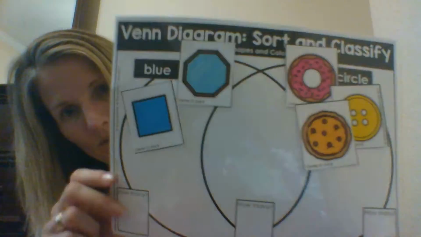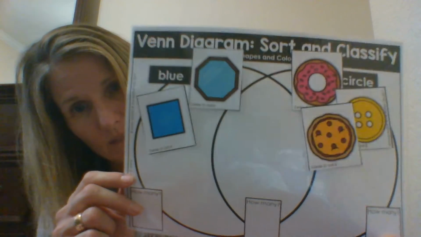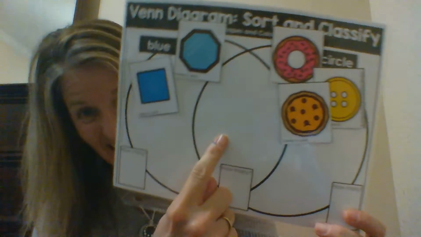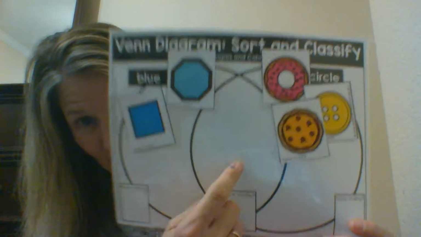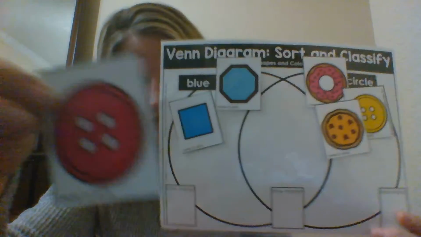All right, so far, what do we have more of? Good, circle shaped. Do we have any that are circle and blue? Not yet. I wonder if we'll get any. What's this?